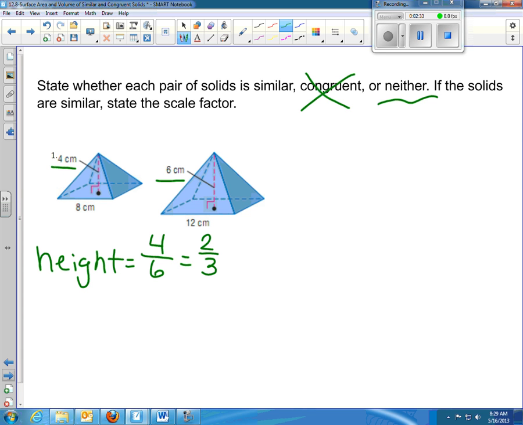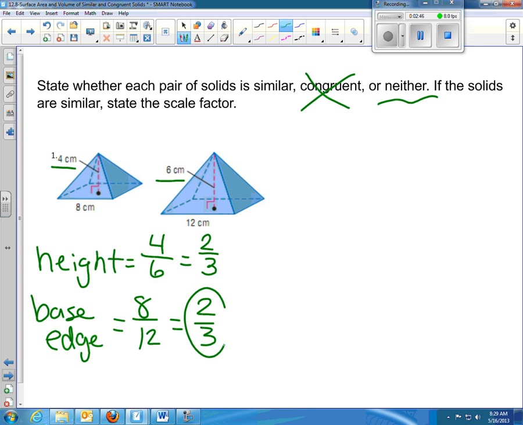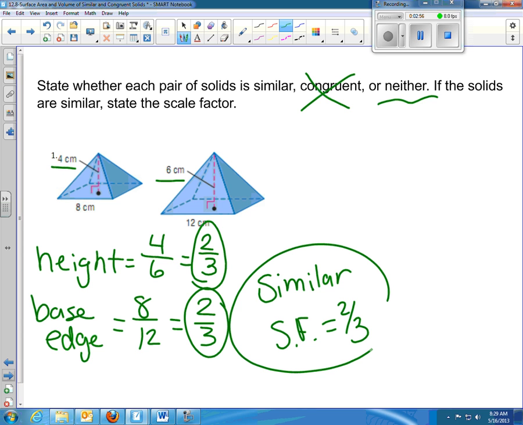So let's make sure that the base edge has the same scale factor to see if they are similar. So 8 to 12, and 8 to 12 is going to reduce down to 2/3. So those two are equal. So these are similar figures, and their scale factor is 2/3.